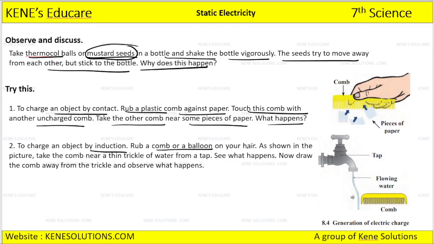To charge an object by induction, rub a comb or a balloon on your hair as shown in the figure. Okay. Take the comb near a thin trickle of water and see what happens. Now draw the hair comb away from the trickle.